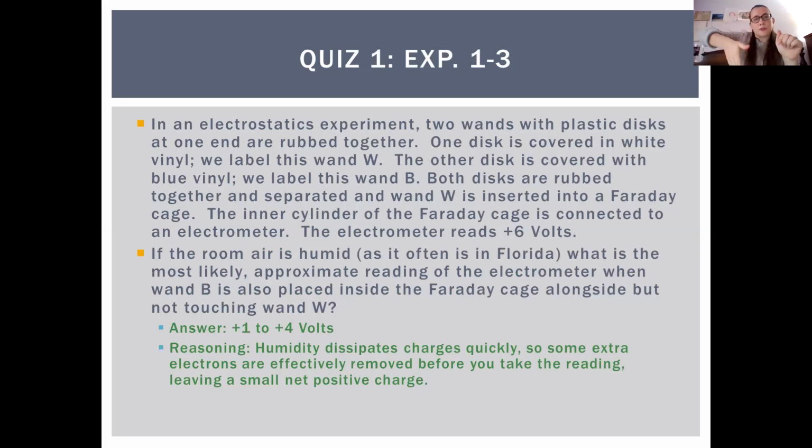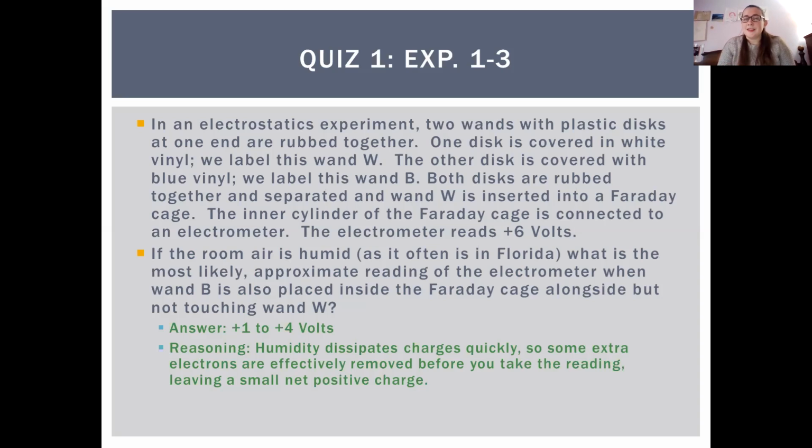So at first, the positive wand is dipped in there and we get a positive reading. And now we're also putting that negative wand in there. If this were a dry environment, so not Florida, what would we expect the reading to be when both of them are in the cage? Hopefully you can answer that in your own head. We should expect 0, right? And that was the most common answer for this question as well, that the two net charges would cancel each other out and we'd end up with a net charge of 0.